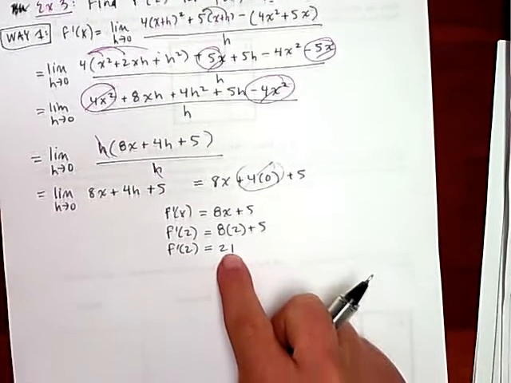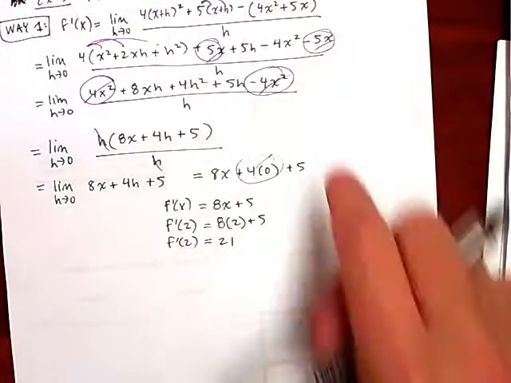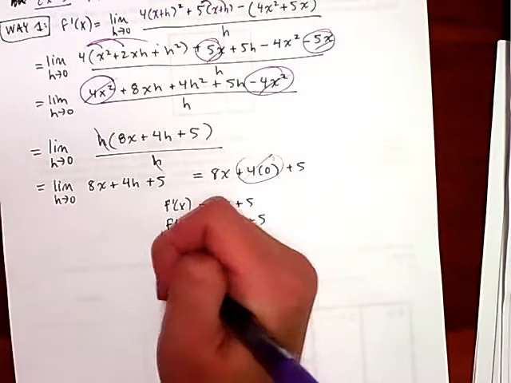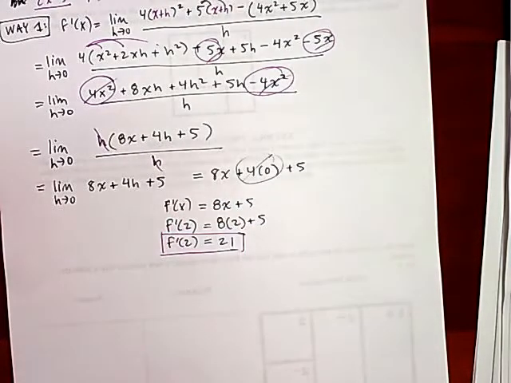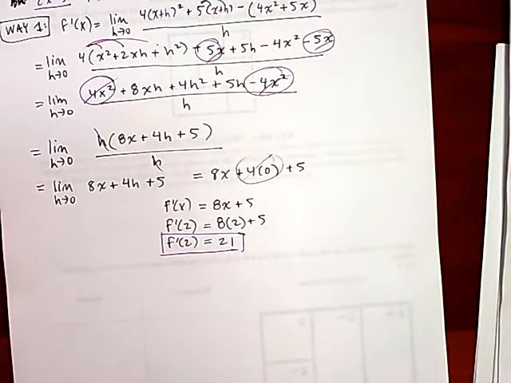So what does that mean? That means this is a pretty steep function at that point. And it makes sense because we have a coefficient of 4 in the original function, which is going to make it narrower to begin with. Okay. Now, that was way 1. There is another way to do this problem. The next way to do this problem uses a slightly different formula.